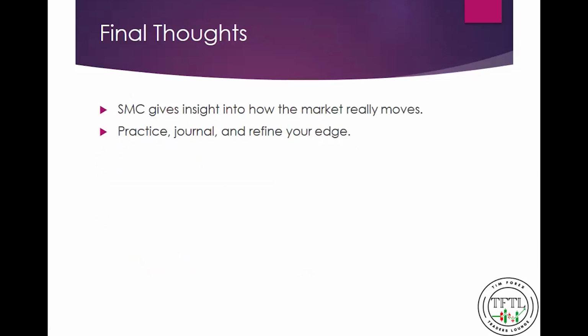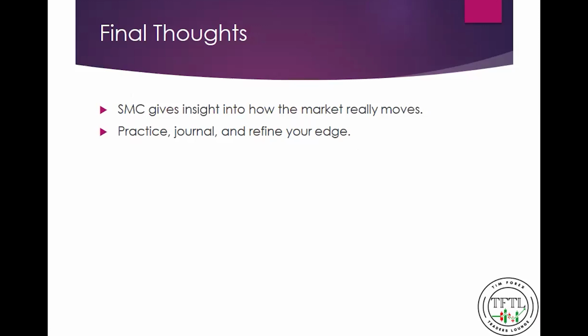So as I wind up, remember SMC gives insight into how the market really moves, and therefore, as we always say, the trend is your friend. The moment you understand SMC, because it begins by understanding the basic market structure, it will help you trade in accordance with the trend. So the key thing is to practice, to journal, and refine your edge.